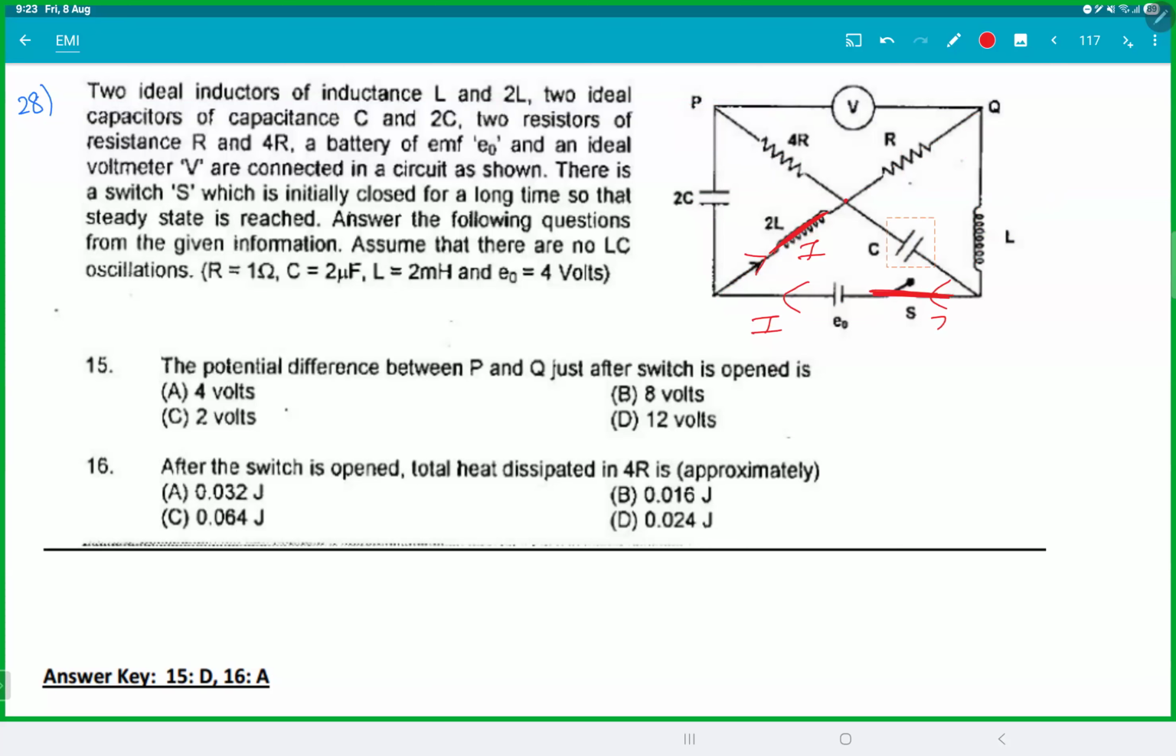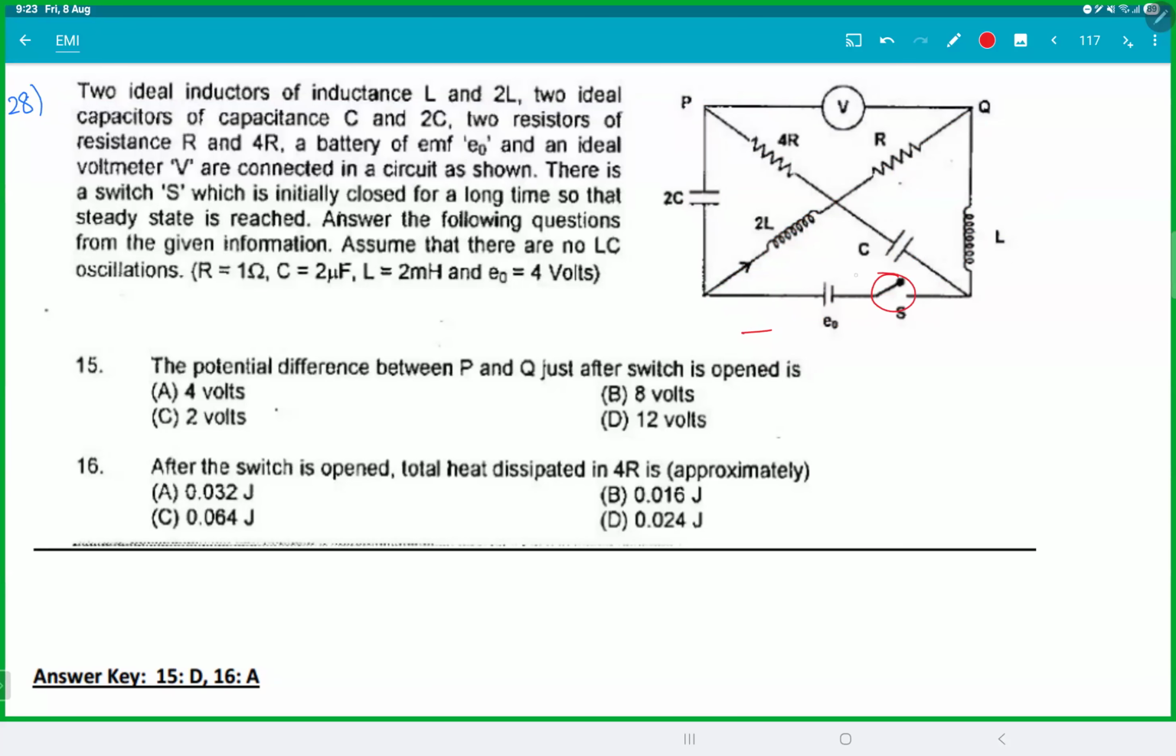Now what you did, you suddenly opened the switch. And I told you, if you suddenly open the switch, the inductors will try to maintain the current. Capacitors will try to maintain the charge. The currents will not become zero. So something happens. This current will start flowing in some weird way.